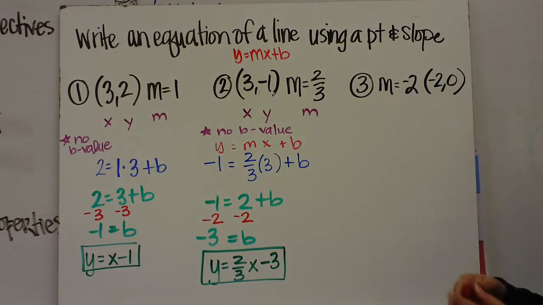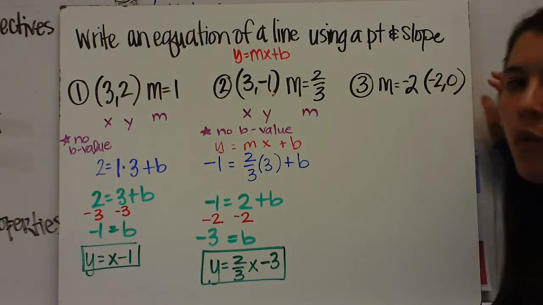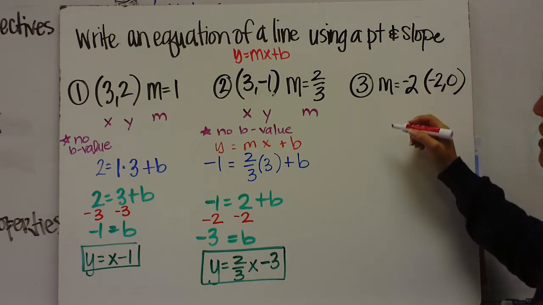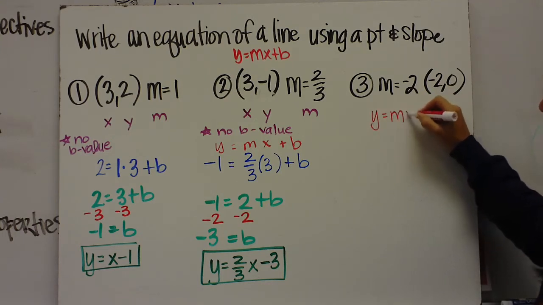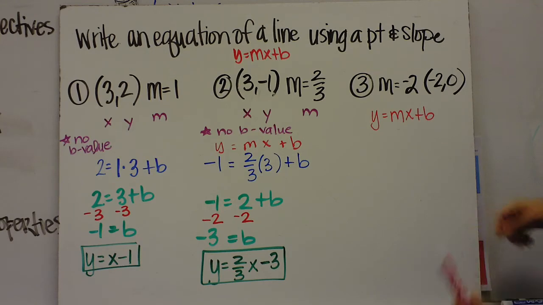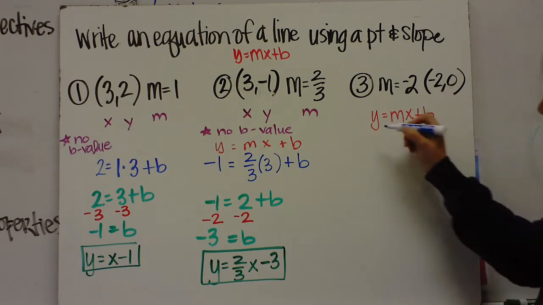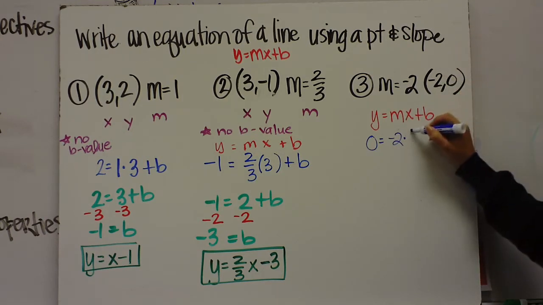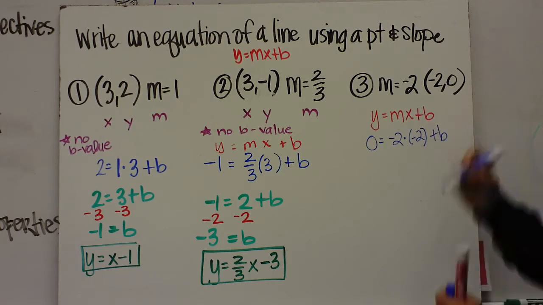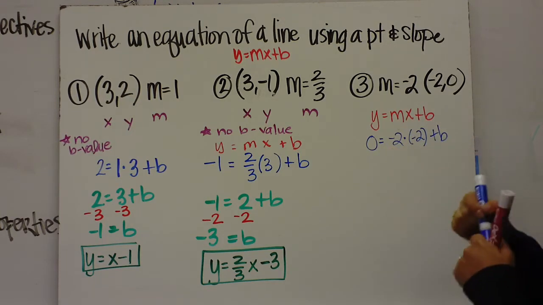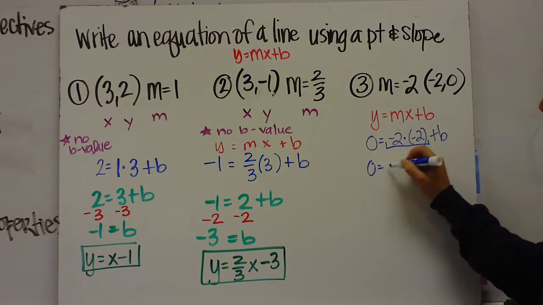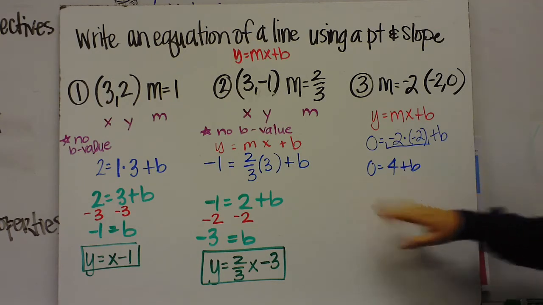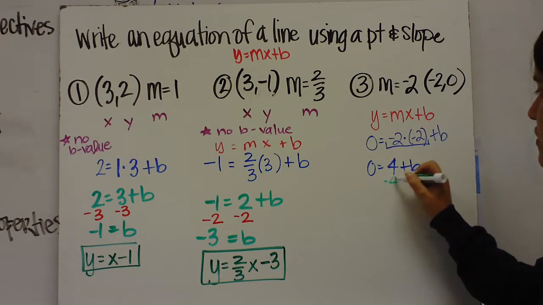All right, example 3. Let's do this one together. I have an m and I have a point. Now y is equal to 0, but x is not equal to 0, so I cannot use this point. I am going to substitute it into mx plus b. So I have a y value, an m, times an x value, plus b. I need to simplify -2 times -2, which is 4. So 0 equals 4 plus b. I'm going to subtract 4 on both sides, so I'm going to -4 minus 4.